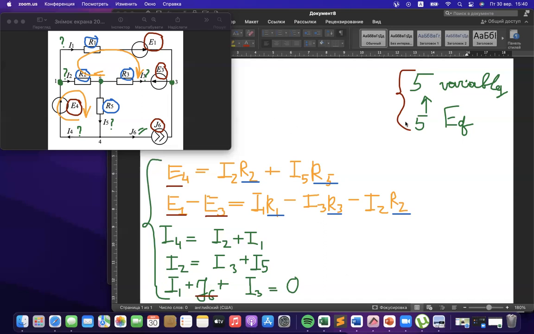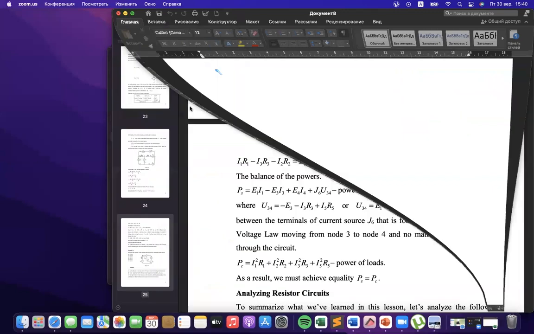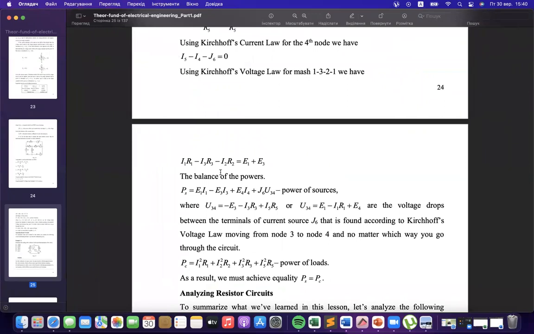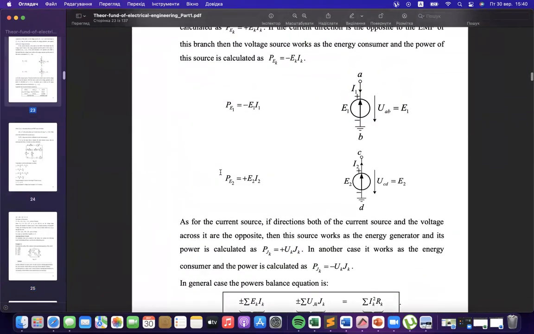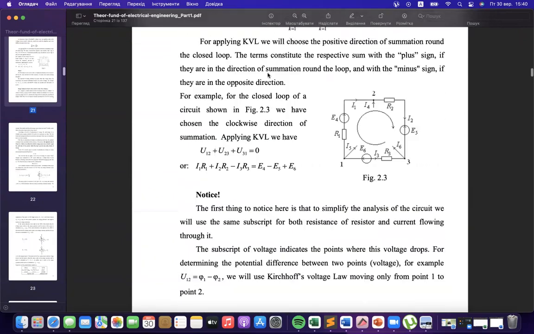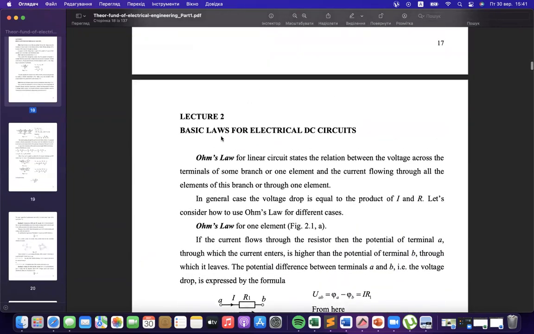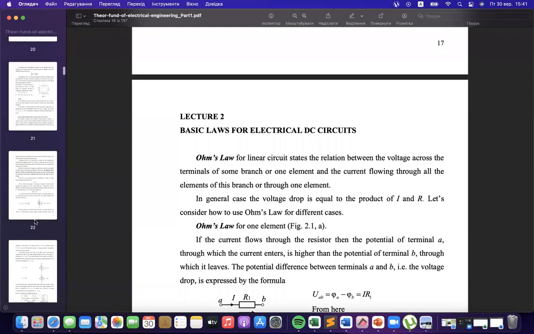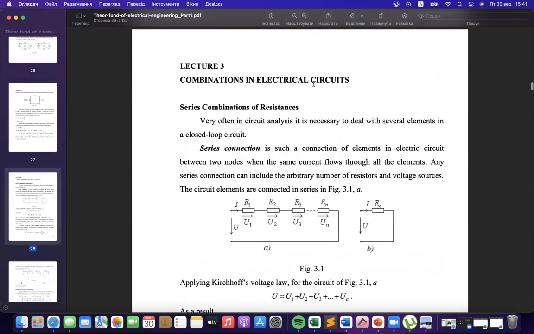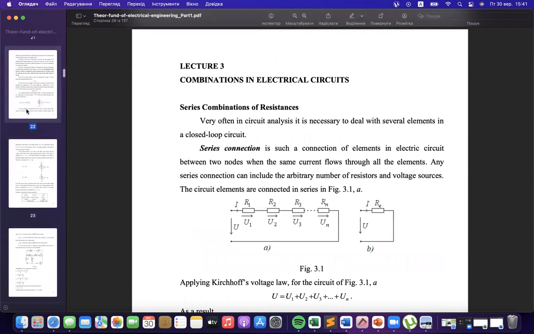Okay. Then let's return to our material. We almost finished. Then I propose you please look through this material, what is written here in lecture number 2 about basic laws, and in lecture number 3 about equivalent transformation. These are the main ideas we spoke about.